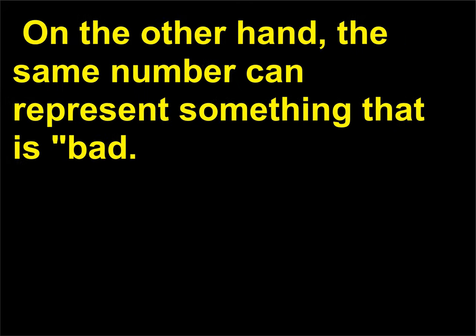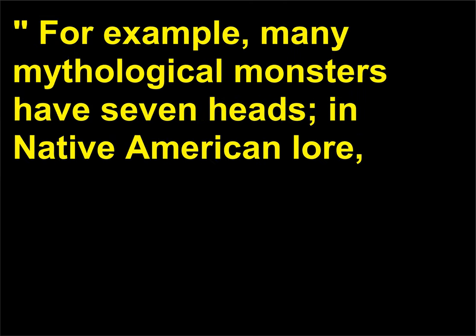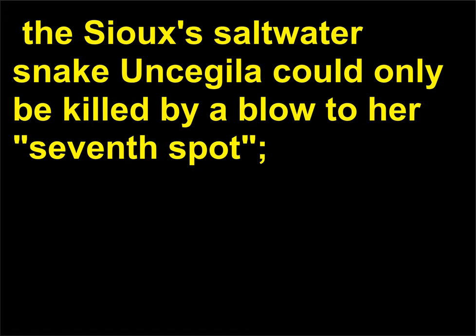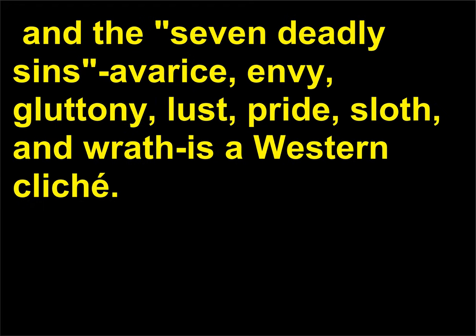On the other hand, the same number can represent something that is bad. For example, many mythological monsters have 7 heads in Native American lore. The Sioux saltwater snake Unktehila could only be killed by a blow to her 7th spot. And the 7 deadly sins, avarice, envy, gluttony, lust, pride, sloth, and wrath, are a Western cliché.